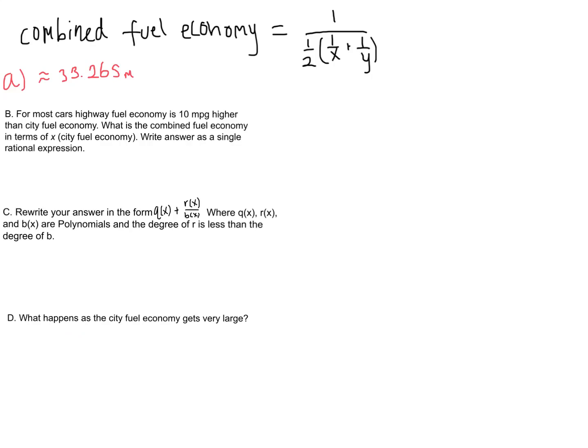33.265 miles per gallon. And one thing to notice is that if the city is 29 and the highway is 39, the average of those two is 34. So the combined fuel economy is a little less than halfway in between. And you might spend a minute or two thinking about why that's the case. But now we want to move on to B, C, and D.